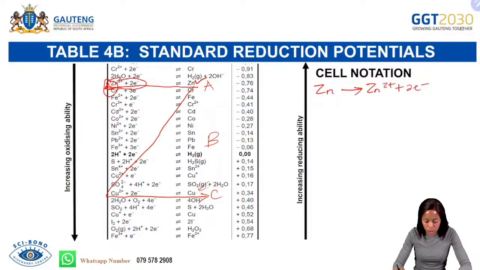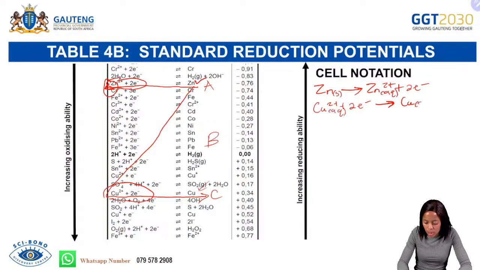We have the cathode. So for the cathode, we copy and paste, but we use a single arrow. So it's going to be Cu2+ plus 2 electrons, then the single arrow to give us Cu. What did we say? If we don't have a charge, we're going to have a solid there. If we have a charge, it is aqueous. We don't have a charge, so it's going to be solid.